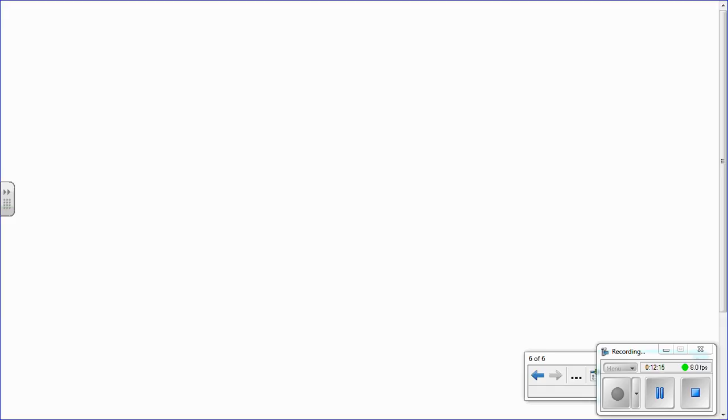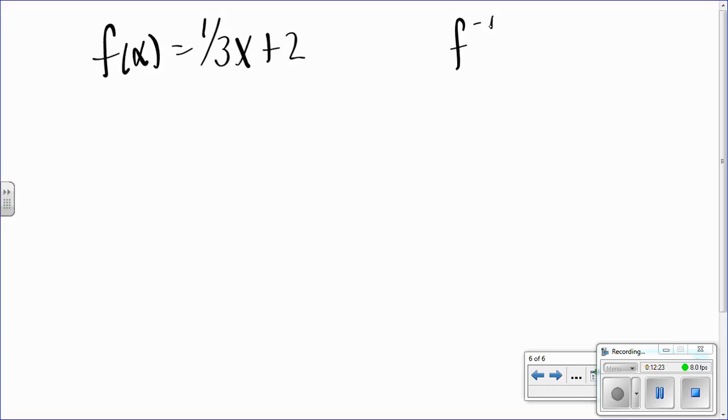Okay, so f of x is 1/3 x plus 2. And I think that its inverse, that little negative one up here, that means the inverse of f of x, is 3x minus 6. Use composition of functions to verify that those are, in fact, inverses of each other.